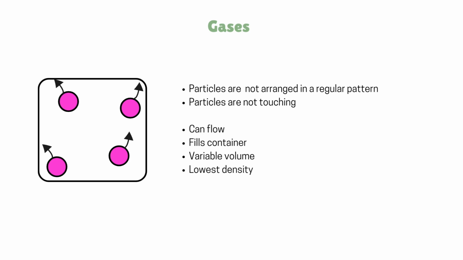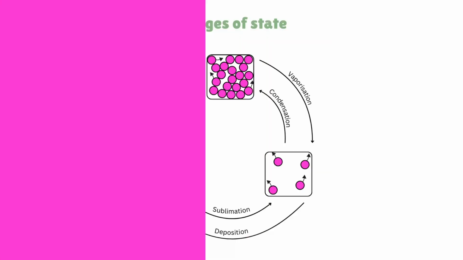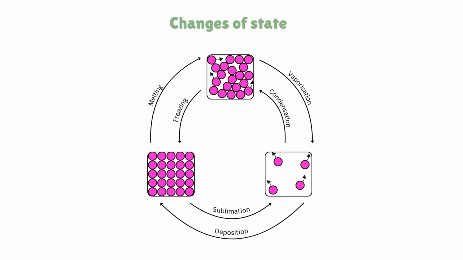Now that we know the identifying properties of each of these states, we can learn the names of the changes of state. Here is a diagram presenting the 6 changes of state. You are likely familiar with melting, which is from solid to liquid, freezing, which is from liquid to solid, vaporization, which can either mean evaporation or boiling, which is from liquid to gas, and condensation, which is from gas to liquid.